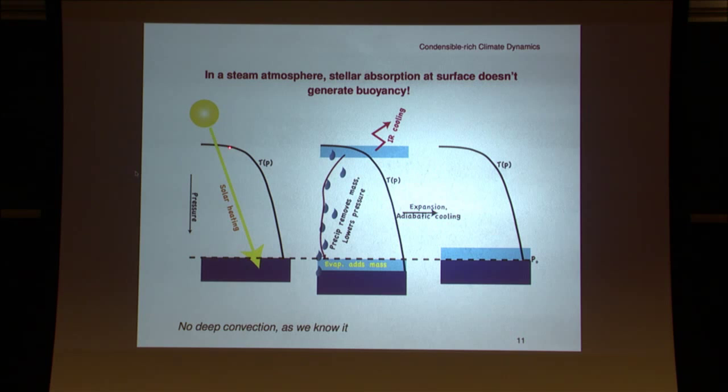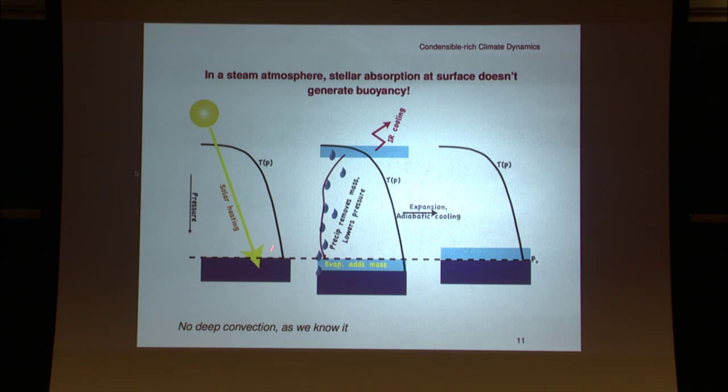But what happens instead in a strongly non-dilute atmosphere is that since there's just one universal adiabat, assuming that the evaporation is efficient enough to keep the low-level air saturated, when you heat the surface, the evaporation basically just adds mass to the bottom of the atmosphere, and you don't generate any buoyancy. It's not possible to generate buoyancy.